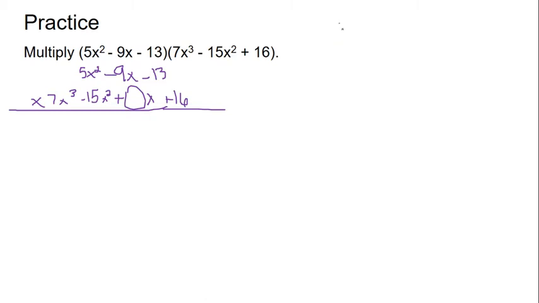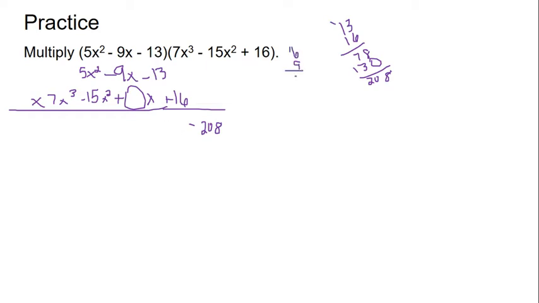So we got 16 times 13. I can't do that in my head, so I'm going to go ahead and do that off to the side here. Remember, you can use a calculator if you need to. So we get 208. So we have a minus 13, a plus 16, so that means we're going to have a negative 208 there.